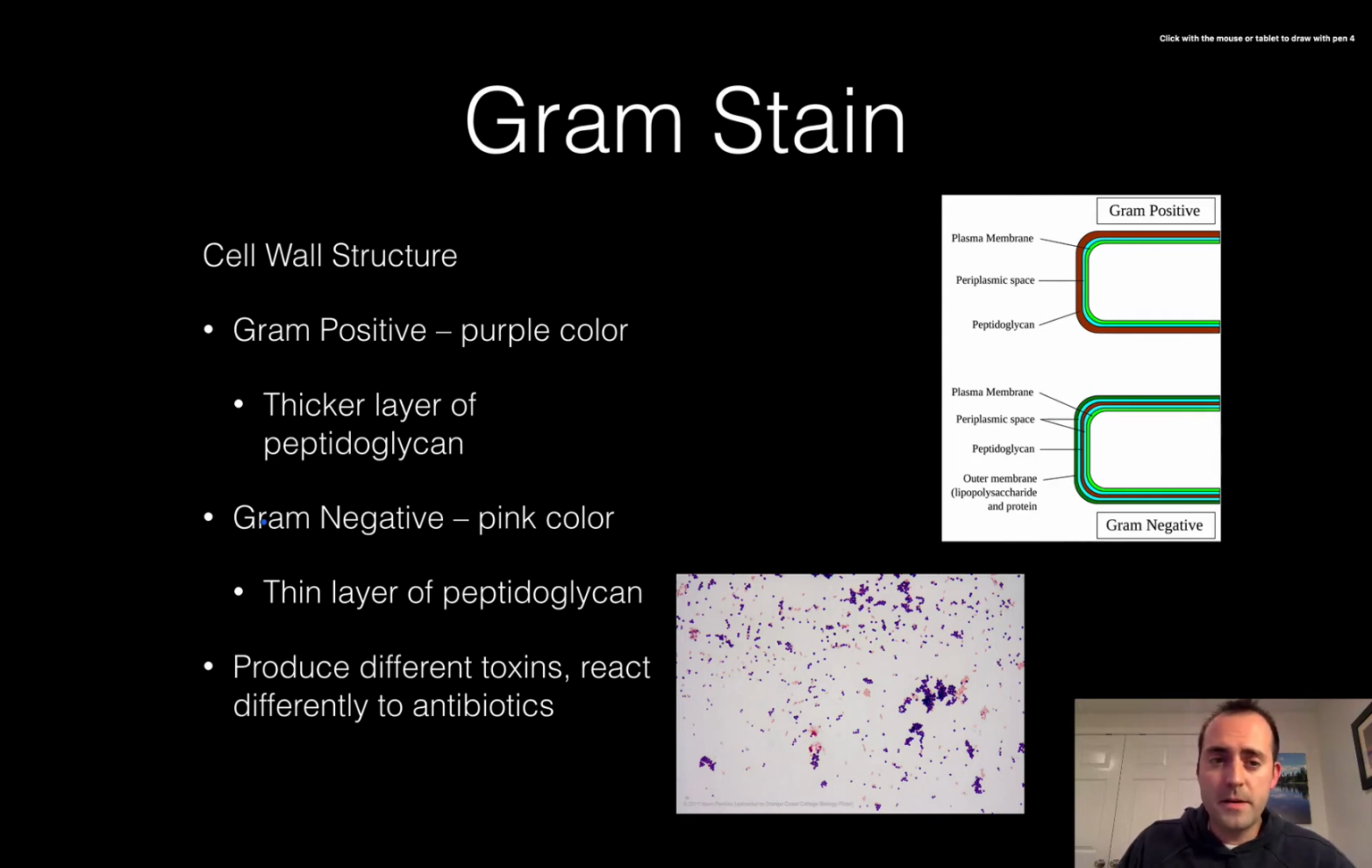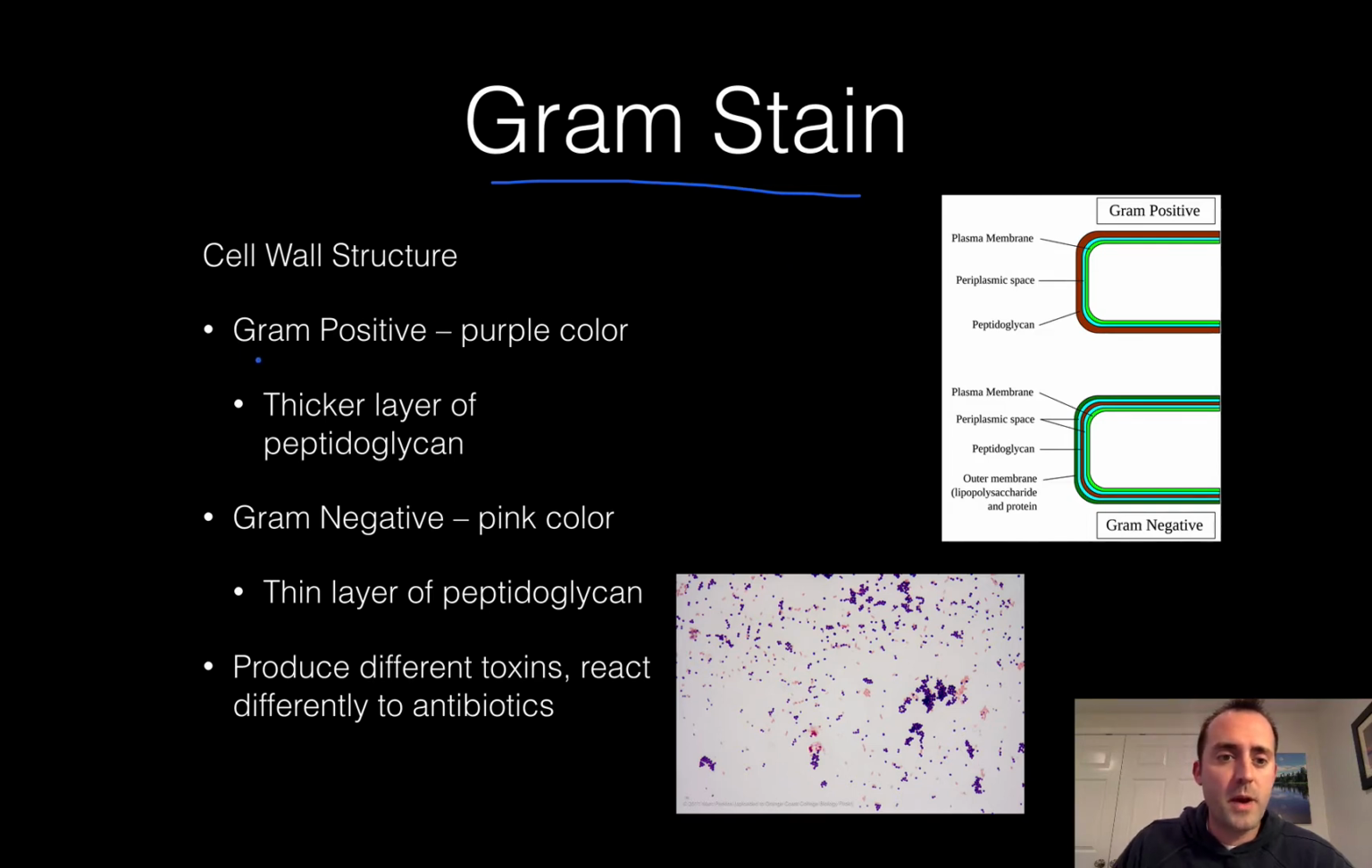What's really hard about cell wall structure is that we really can't see bacteria cell walls very well unless we have a really powerful scanning electron microscope. So scientists have developed what's called a gram stain. It's just a staining technique that identifies what type of cell wall these bacteria have. And bacteria fall into two main groups.